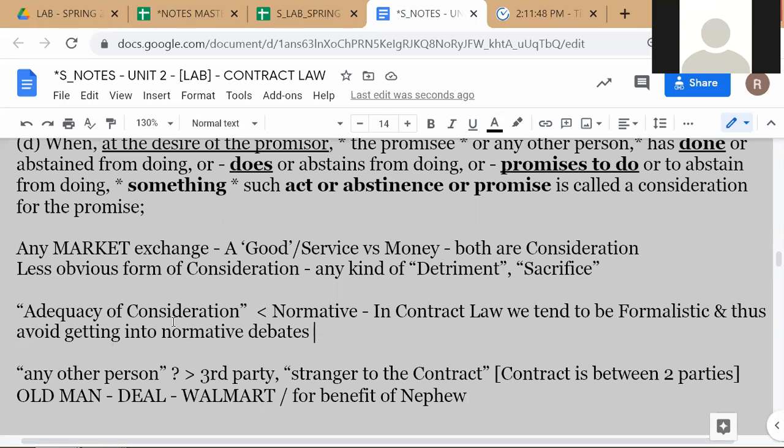So adequacy of consideration is a valid question, no doubt about it. But you have to understand that this is a normative perspective: is this consideration adequate? So in general, if you want to understand contract law and the evolution of English contract law, which is basically what we are following in this country also, it's meant to facilitate the wheels of trade.